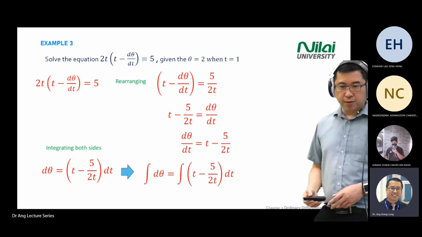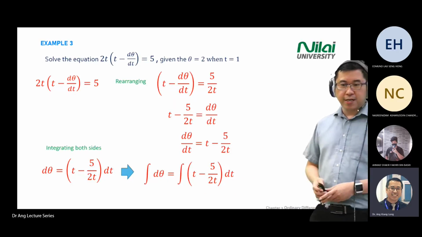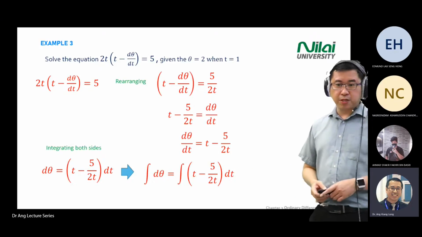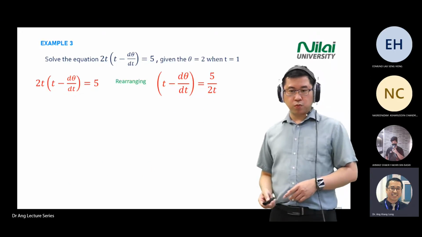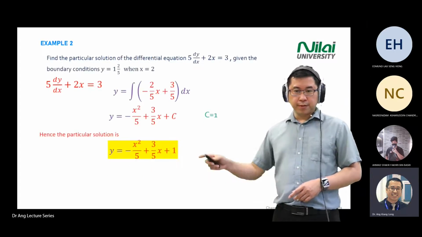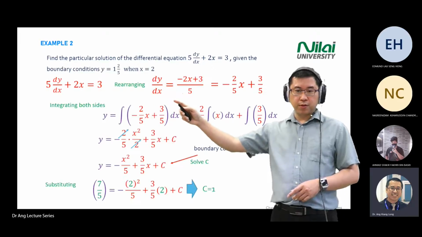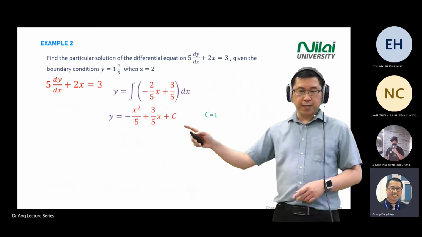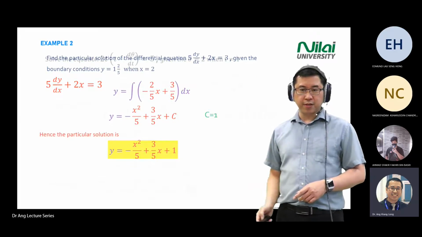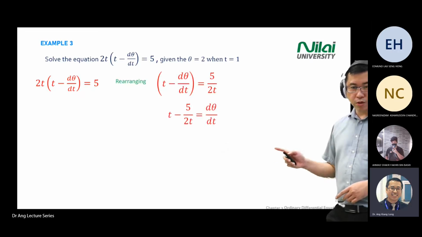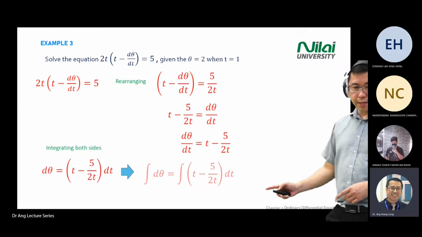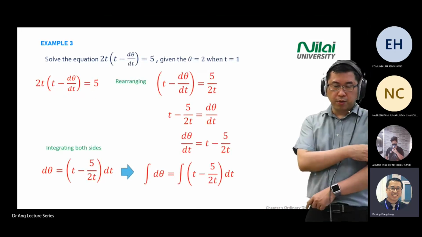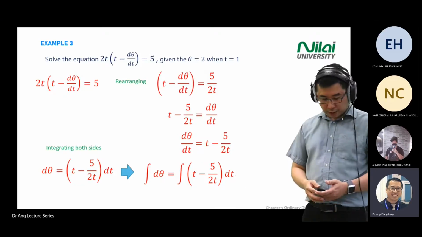Apologize for these slides. I think I accidentally deleted the slides, but the procedure is still the same as example number 2. Once you substitute your x and y, you get your c, then you substitute back to this one to give the final answer. So this one I do not show you the complex steps, but the same procedure happens. So treat this one as your homework, to practice.